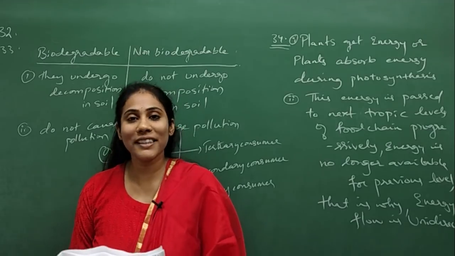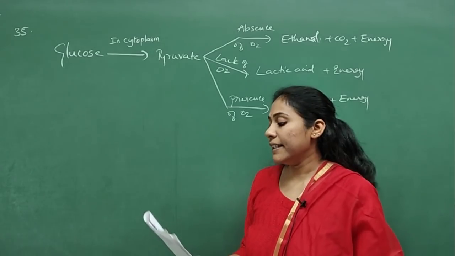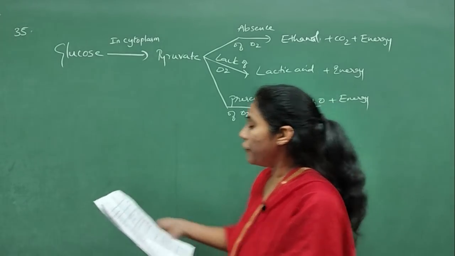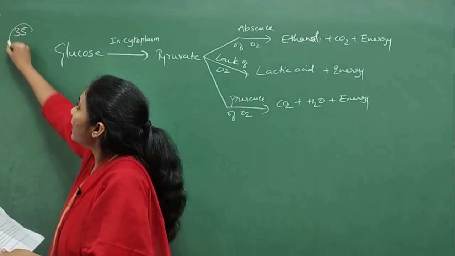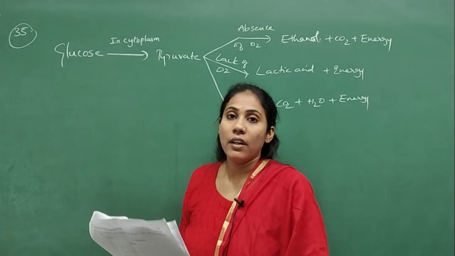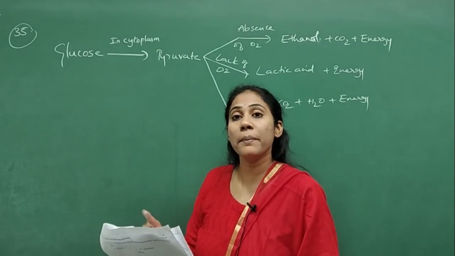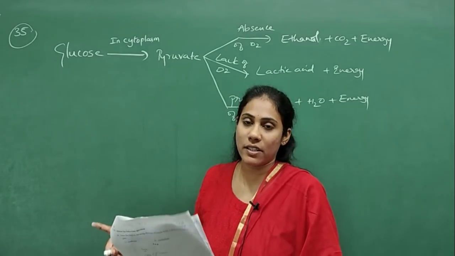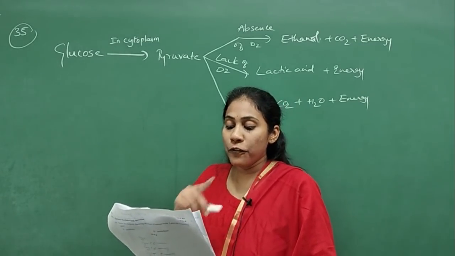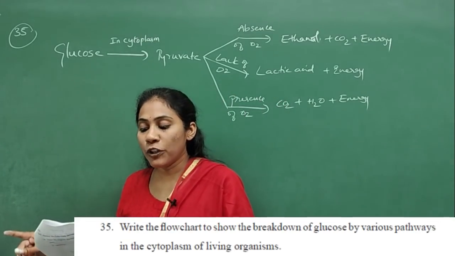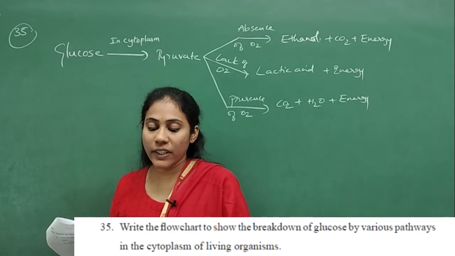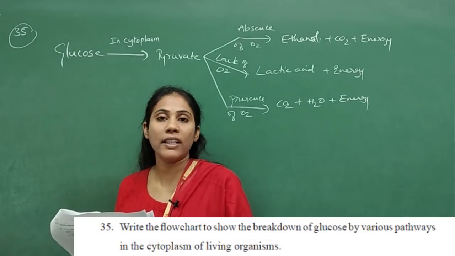Now, let us go for 3 mark questions. See, guys, this 35th question is very, very important because, you know, this question can be asked directly this way, or they may ask you to write the products. Okay. Write the flowchart to show the breakdown of glucose by various pathways in the cytoplasm of a living organism.